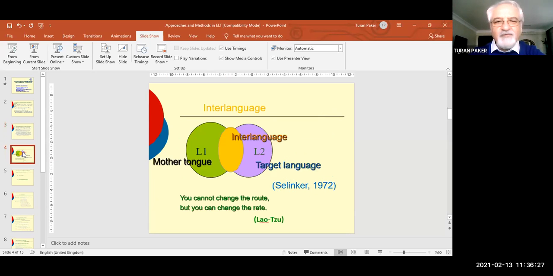And before I move on to any approach and method, we should keep in mind that there are interlearning situations in any kind of learning. So in language learning, we call this interlanguage. Selinker came up with this idea in 1972, almost 50 years ago. But usually teachers ignore the interlanguage phase of learning. Latzo has a wonderful saying, I like this: you cannot change the route, but you can change the rate. So that's the teacher's role and students' motivation, to change the rate of learning.